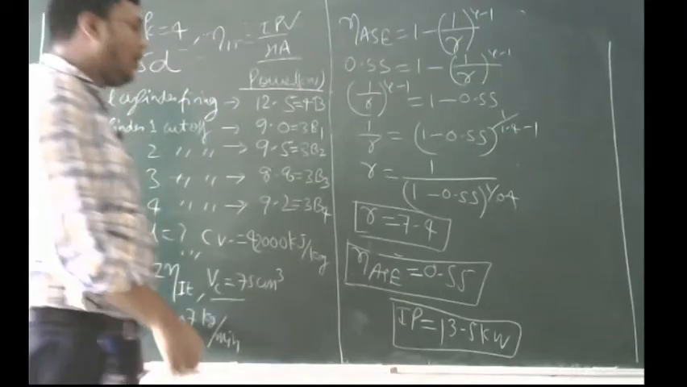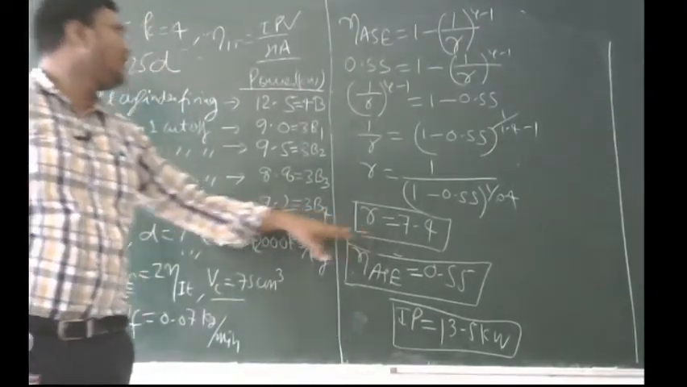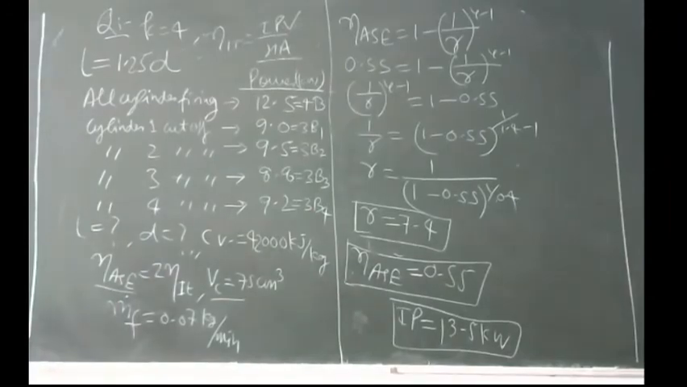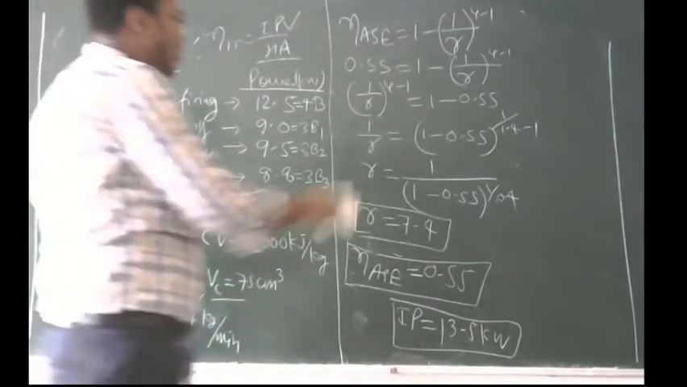Okay. Now as we got the value of r, we can easily calculate the value of Vs, that is stroke volume. Now I am calculating this value.